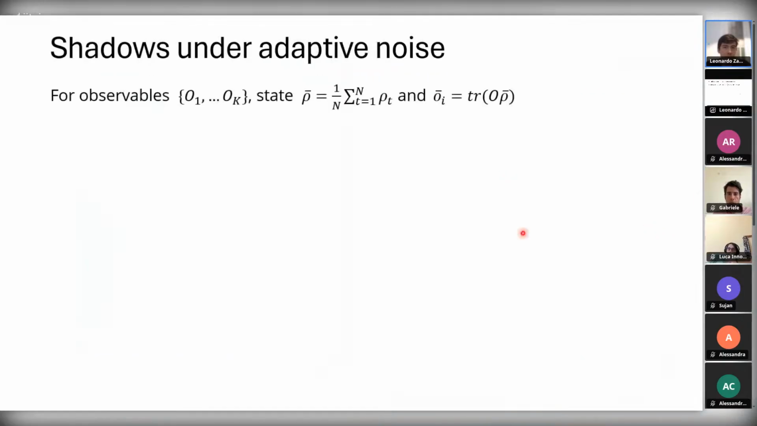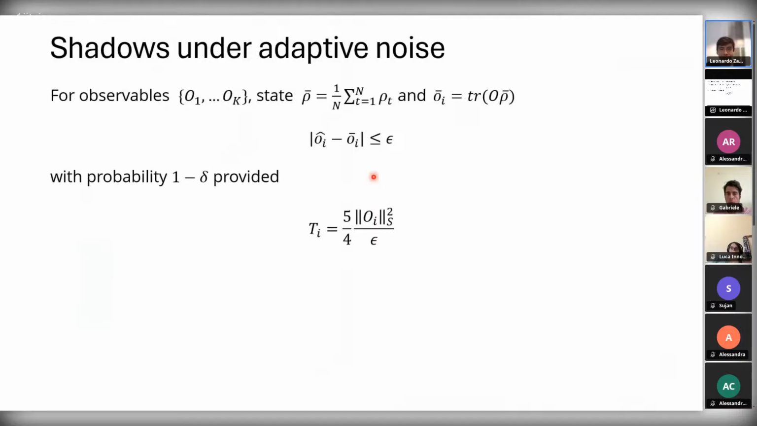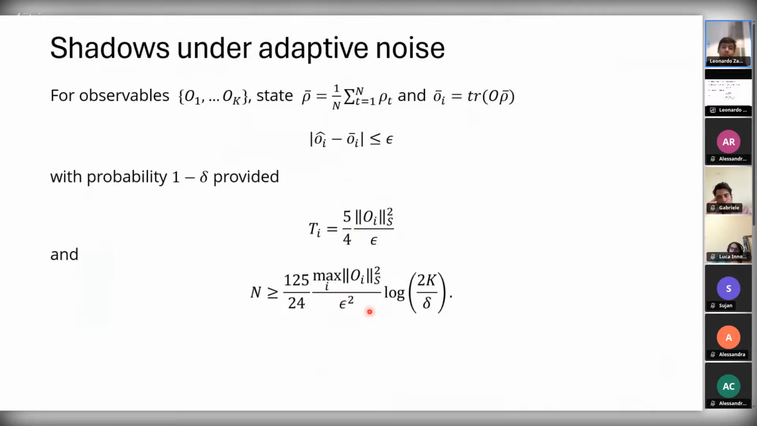Okay, so this is the result for the modified protocol. So we have k observables, and we have the average state, and we want to calculate these quantities. And then the shadow estimators satisfy this if we choose the truncation value as this, and the number of shots is larger than this quantity here.